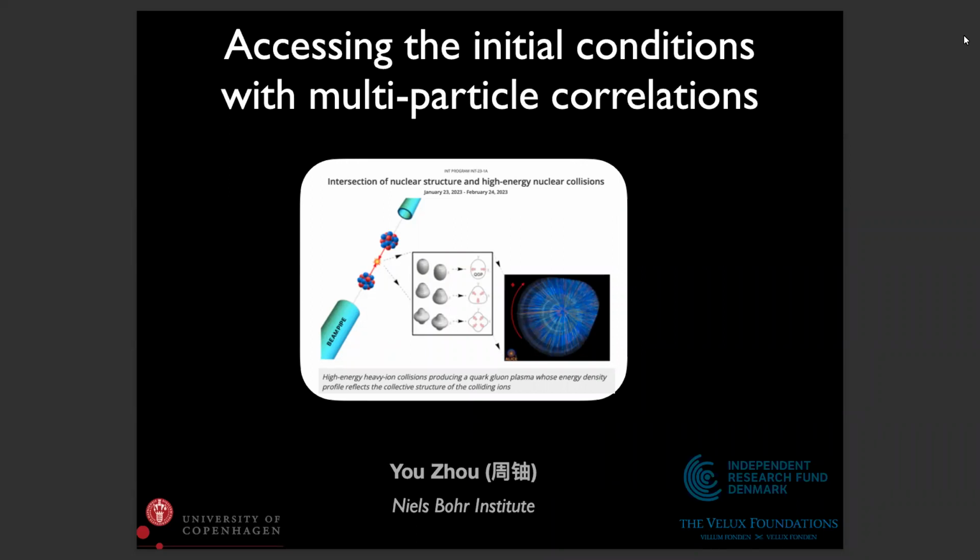So today I will talk about accessing the initial condition with multi-particle correlation, which is a common tool for heavy ion physics. And I will show how we can use such information from the initial condition to probe nuclear structure in heavy ion physics.